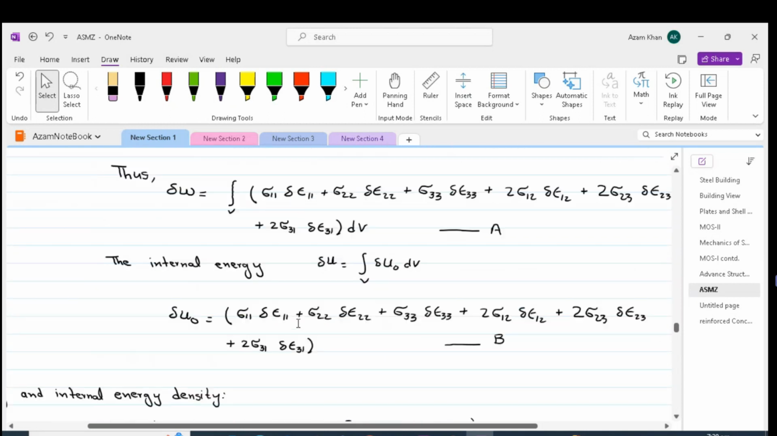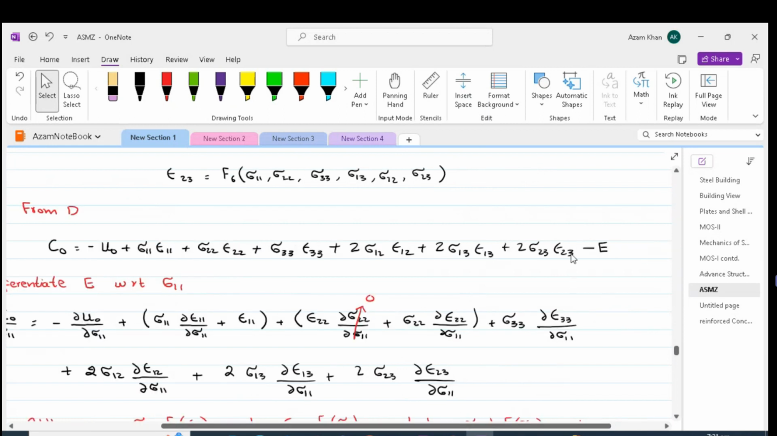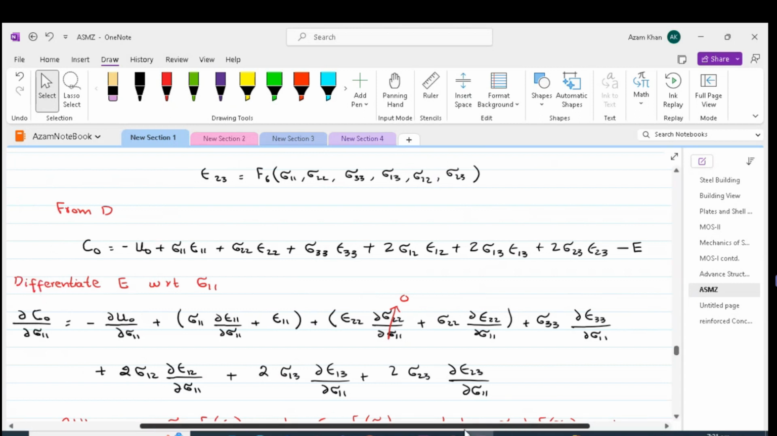And we know from our previous derivation that the six components of stresses and strains are arranged as shown in expression B. So from this, we can write the expression as sigma 11 strain 11, sigma 22 strain 22, sigma 33 strain 33 plus 2 times sigma 12 strain 12 plus 2 times sigma 13 strain 13 plus 2 times sigma 23 strain 23. And we call this expression E.